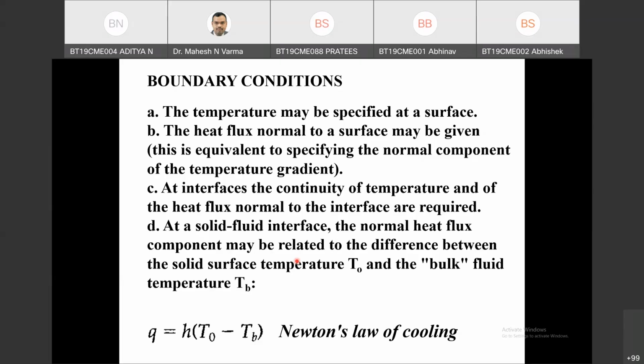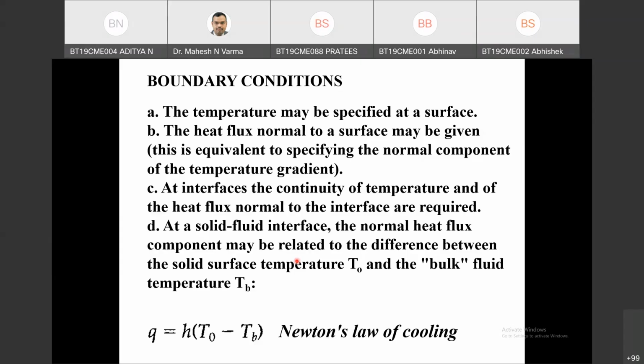Here, Aditya. Sir? Hello? Can you guess a fifth type of boundary condition? Sir, your voice is cracking. Actually, my network is not stable. So can you repeat the question?